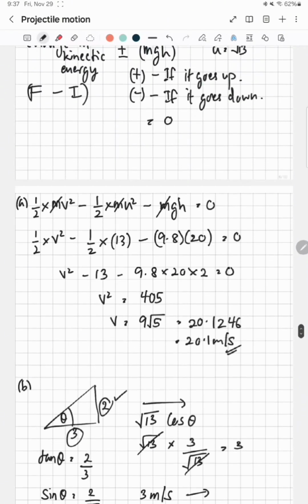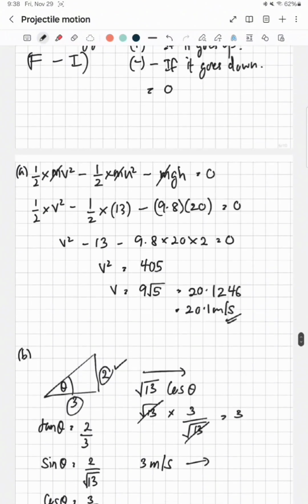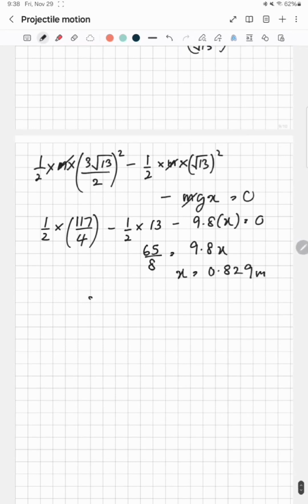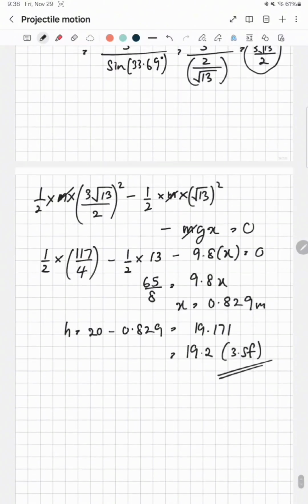And in the question they ask to find the value of h, which is above the ground. So you subtract 0.829 from 20 to find h. So h equals 20 minus 0.829, which gives 19.171. We'll round it to 3 significant figures, so it's 19.2. That's your answer. That's everything for this question.